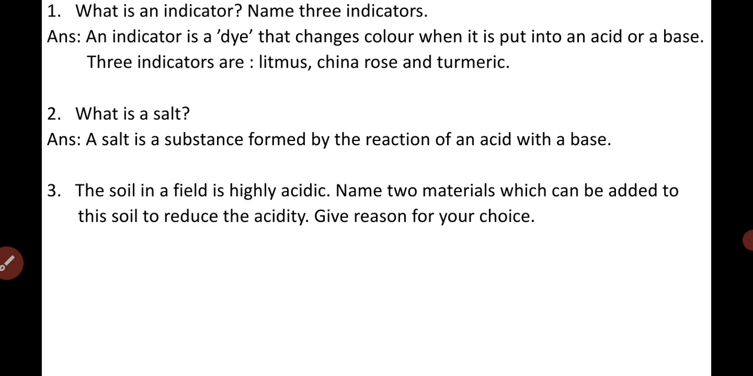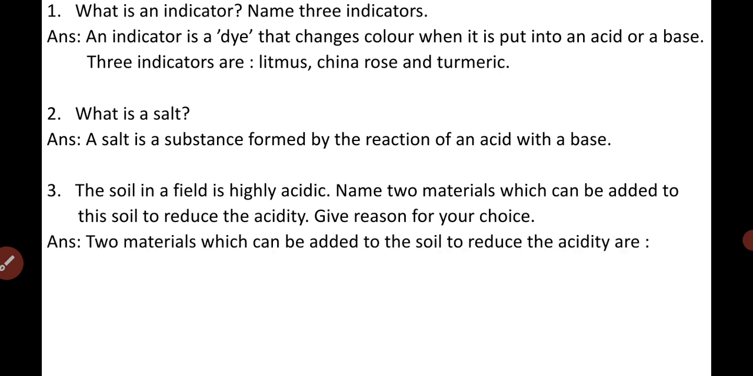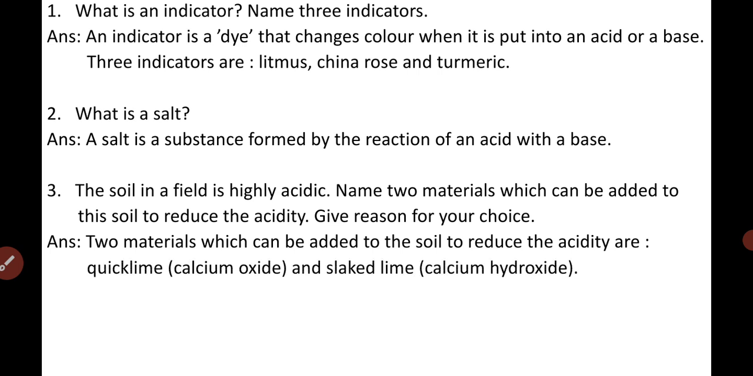Here the soil is too acidic, so to neutralize or reduce the acidity we have to add a base. So what are the 2 bases? The 2 materials which can be added to the soil to reduce the acidity are quicklime and slaked lime. Quicklime is calcium oxide, and slaked lime is calcium hydroxide. You can add either quicklime or slaked lime.